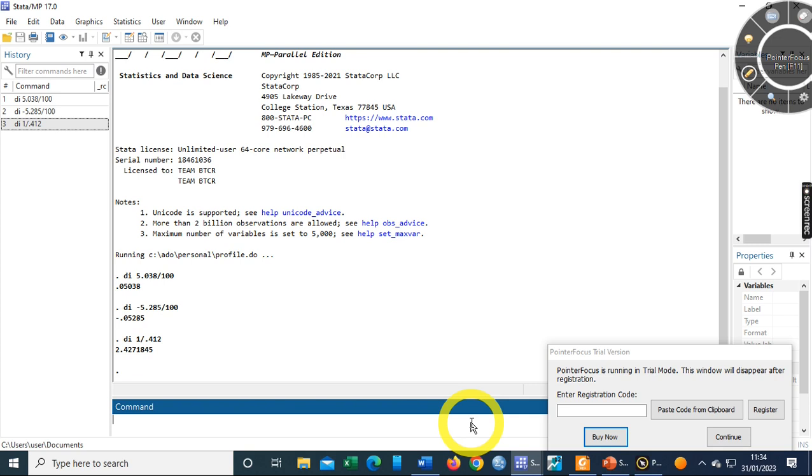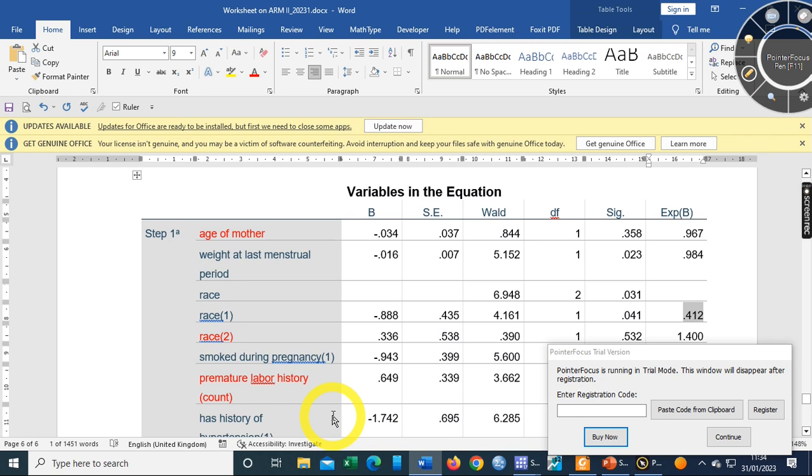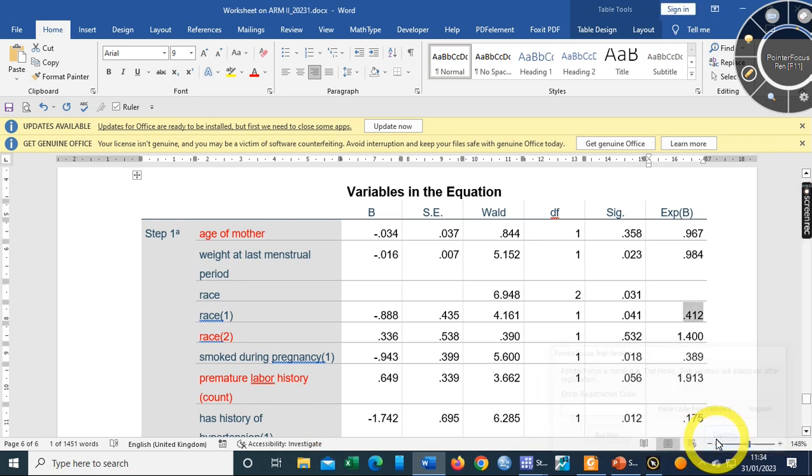2.4 times higher than what? White mothers.